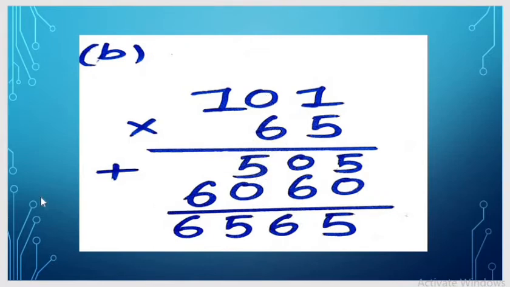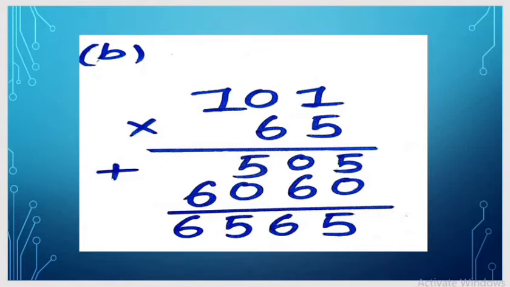So now we do the addition here. 5 plus 0 is equal to 5, 0 plus 6 is equal to 6, 5 plus 0 is equal to 5, 0 plus 6 is equal to 6, and 5 plus 0 is equal to 5, and 6 as it is. The answer we got here, what is the answer, all students? 6565. 6565 is our answer. Understood, all students?